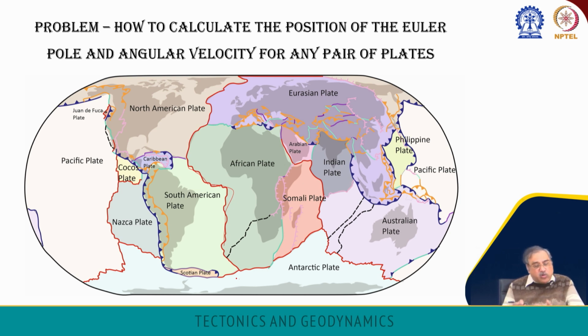Now, how do we actually get this information? Because not all boundaries may have segments that are characteristic and may enable us to identify the locations of the Euler poles of rotation. It's completely possible that this is something that is not known to us. So how do we begin to analyze this?